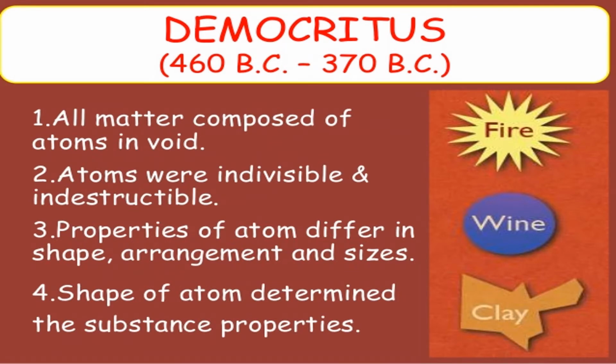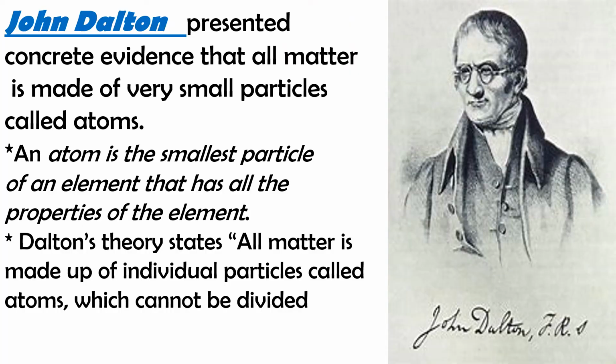Now, Democritus' theory about the atom: all matter is composed of atoms and void. Atoms were indivisible and indestructible. Properties of atoms differ in shape, arrangement, and size. The shape of an atom determines the substance's properties. Now, you also have John Dalton's theory.